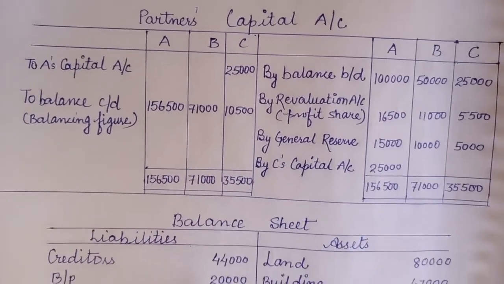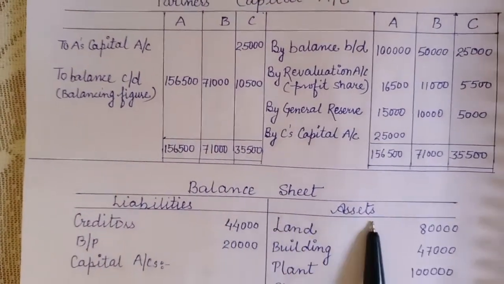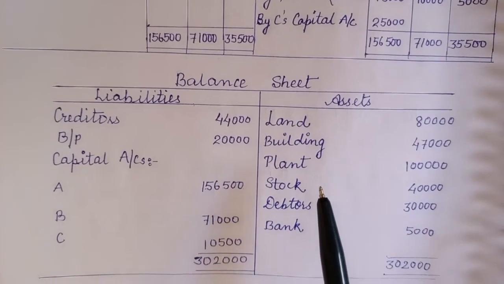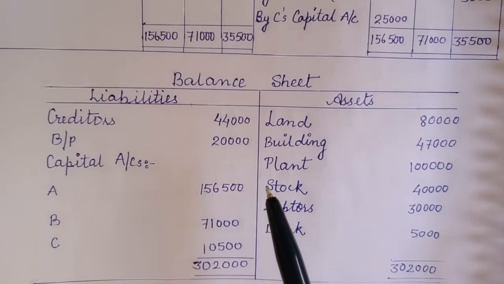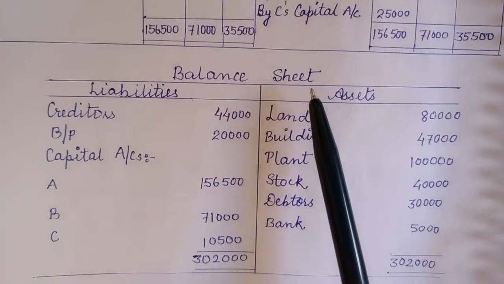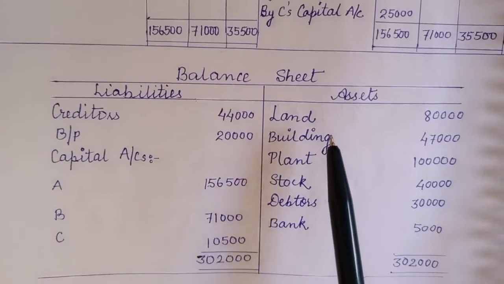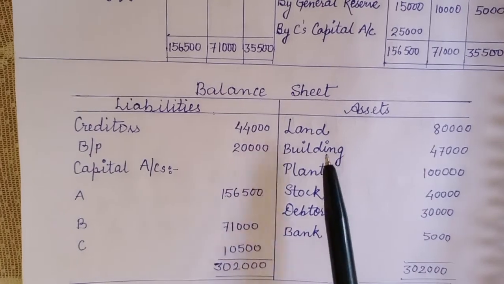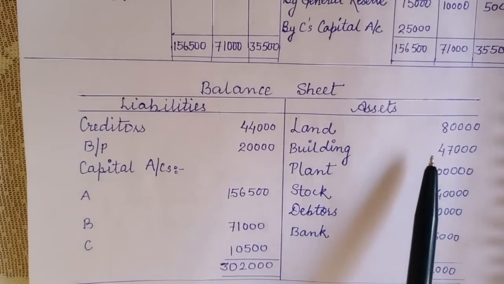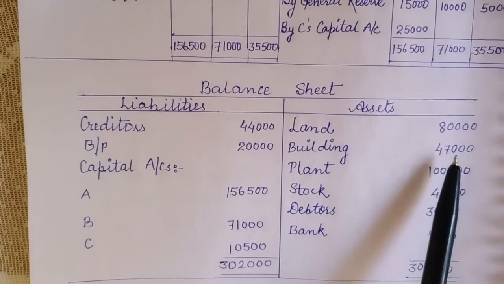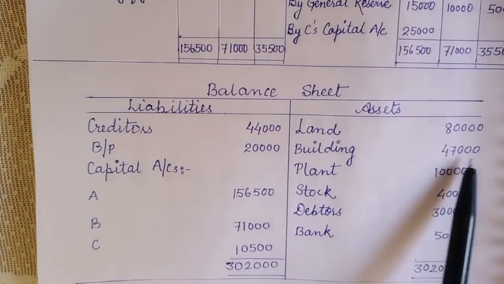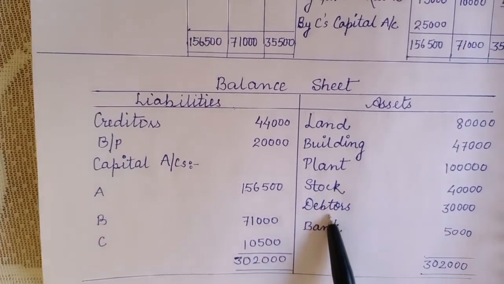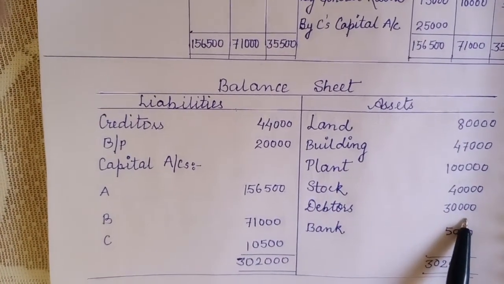Now come to the balance sheet, liability side, asset side. Whatever the new values are, we need to bring them and write them in the new balance sheet. This is the balance sheet of the reconstituted firm. So all the new values will come. Land 80,000, it was given to be valued at 80,000. Building was to be depreciated or decreased. Since it was 50,000, minus 3,000 was the depreciation to be charged. So 47,000 I have written. Rest all did not change. So I have written all that as it is in the previous balance sheet.